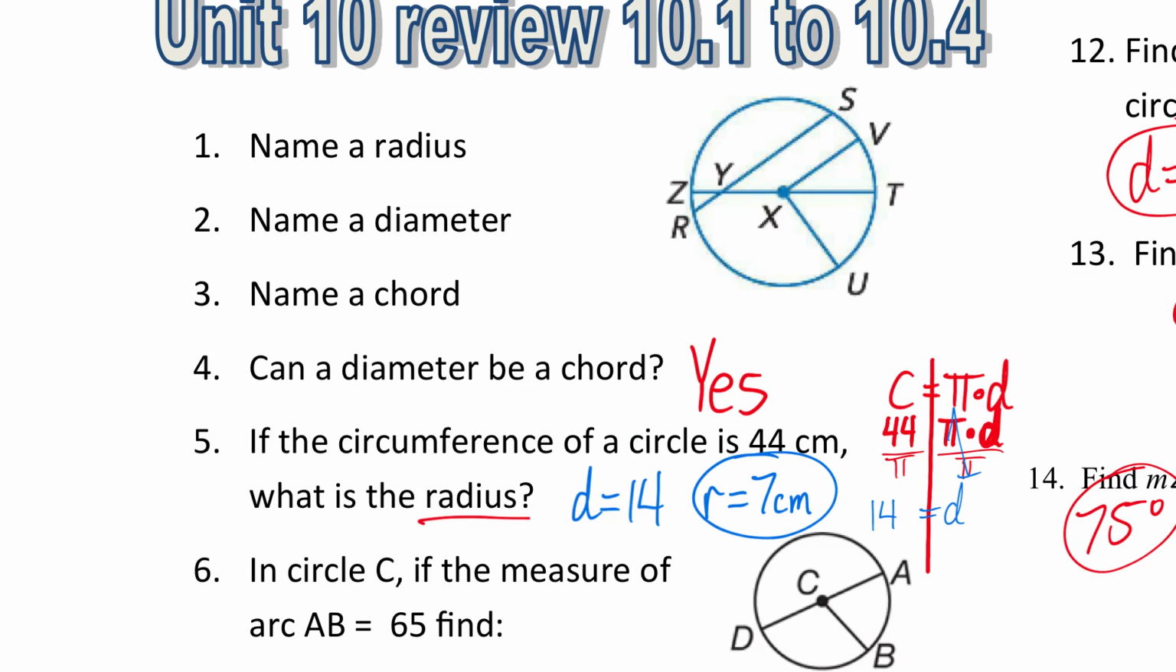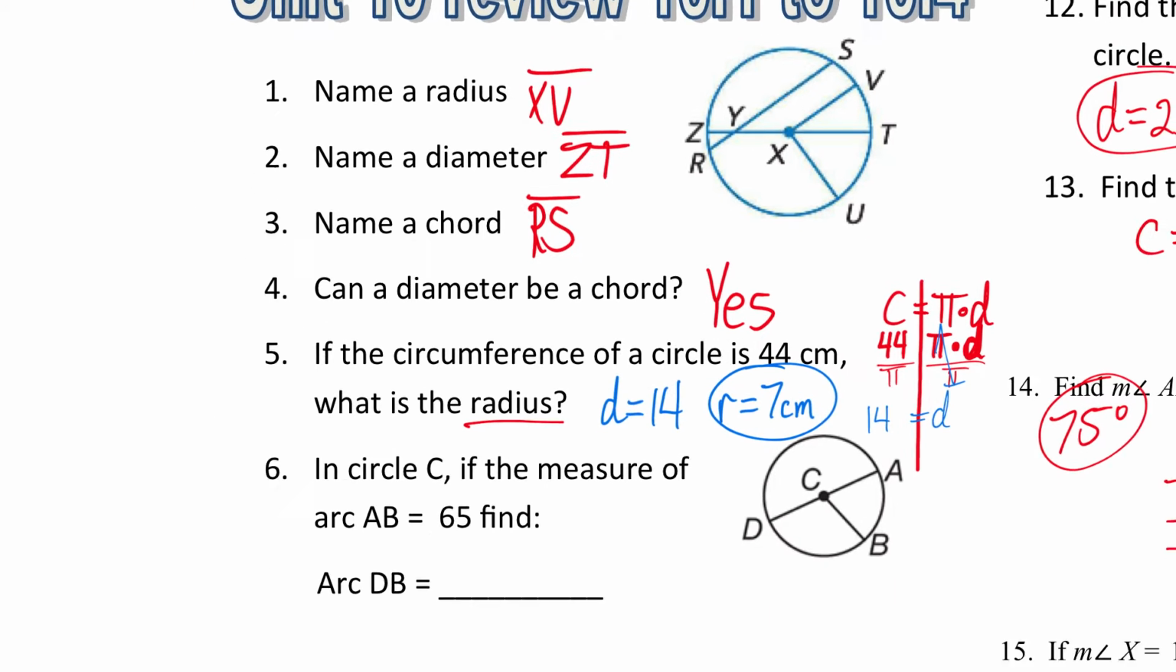All right, so real quick, name a radius. Come on, a radius. Oh, XV is 1, that'll work. Okay, a chord, or diameter. ZT. Okay, ZT is a chord for sure. RS is a chord also.